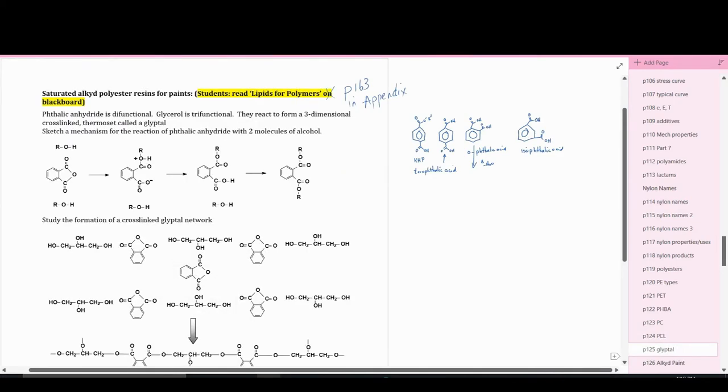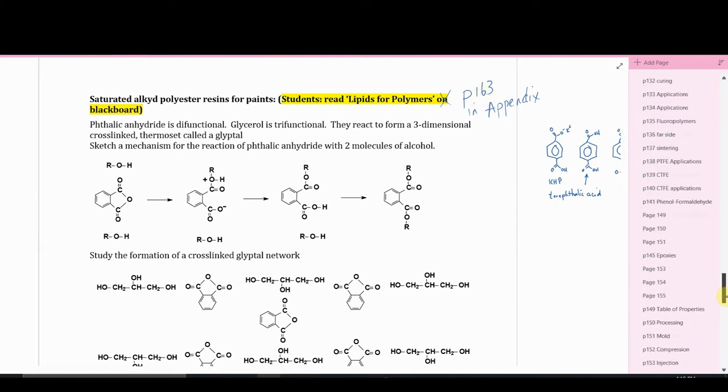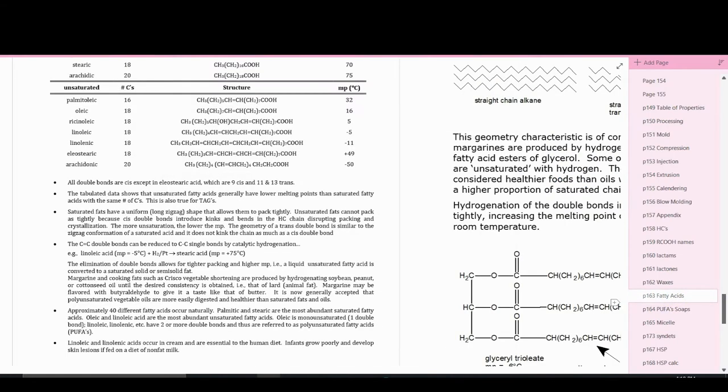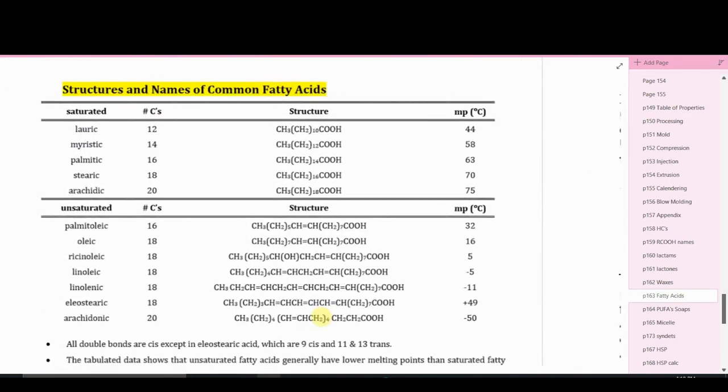All right, this is a high volume, very important application, a little more complex, but it's worth the time. All right, so saturated alkyd polyester resins for paints. And I refer you to this section on lipids. It's actually no longer on Blackboard. It's in the notes on page 163 in the appendix, and we should take a look at that for a couple of minutes. Right, so structures and names of common fatty acids.